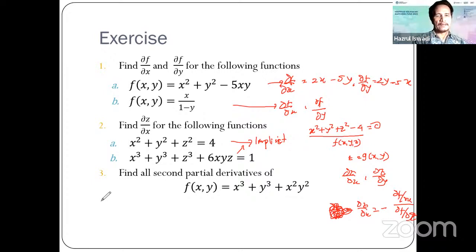Okay, for number 3, as we know before, we should find the four second partial derivatives of f: fxx, fxy, fyx, and fyy.